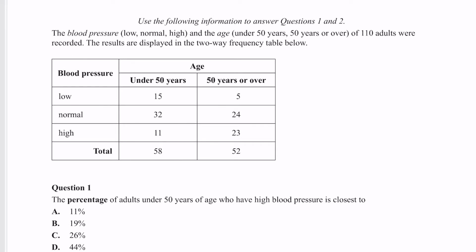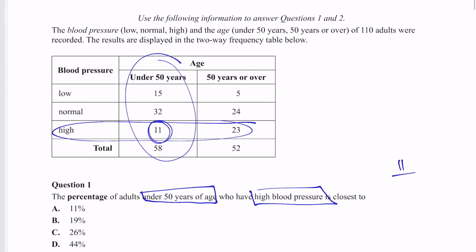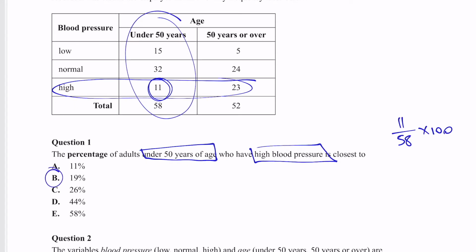Okay, so the blood pressure, low, normal, high, and age, under 50 years or 50 years or over, of 110 adults were recorded. Results are displayed in a two-way frequency table. So the percentage of adults under 50 years of age with high blood pressure. What we do is we look for the column with under 50 years and high blood pressure, where they intersect, 11. So 11 divided by the total, because we're looking for the percentage of adults under 50 years of age. So the total is 58, so we do 11 divided by 58 times 100. If you do that, you'll get 19% on your CAS.